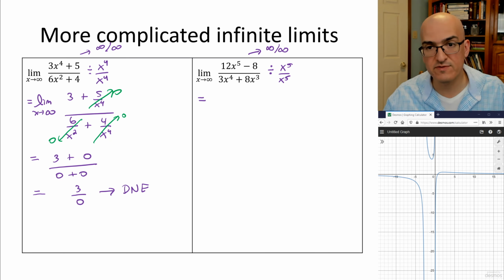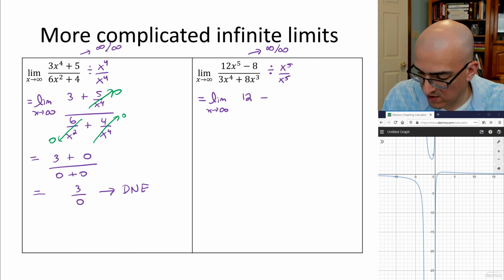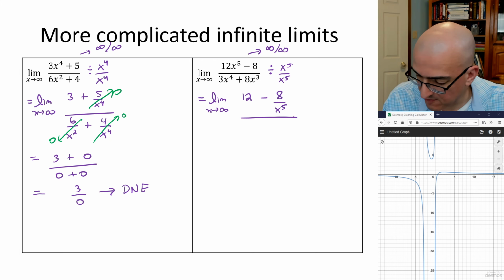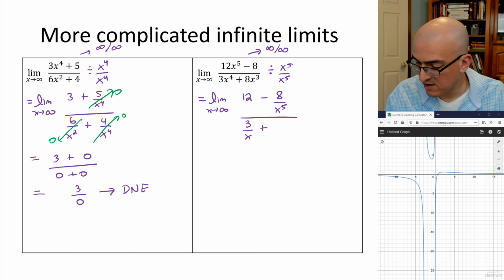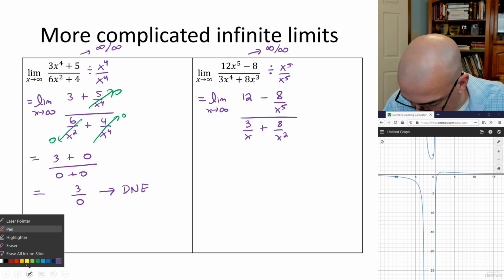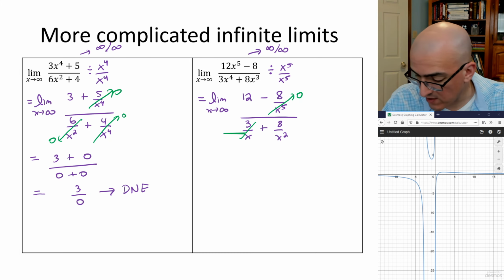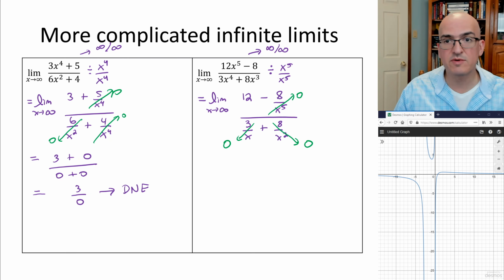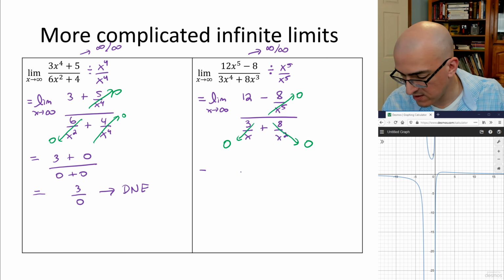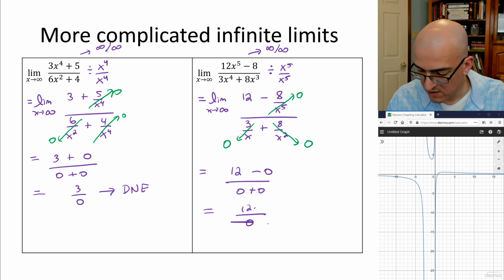We're going to divide everything on top by x to the 5, everything on the bottom by x to the power 5. So limit as x approaches infinity. 12x to the 5 over x to the 5 is 12, over 8x to the 5 divided by... x to the 4 over x to the 5 is 1 over x, so we have 3 over x, plus 8x cubed over x to the 5 is 8 over x squared. And now we apply the theorem to each of those pieces. Limit to infinity of 8 over x to the 5, that goes to 0. That's an r of 5. 3 over x, that goes to 0. That's an r of 1. And 8 over x squared, that's an r of 2, so it goes to 0. Limit of a constant is just a constant, so the 12 stays exactly as a 12. And 12 minus 0 over 0 plus 0. 12 over 0, which is undefined, DNE.